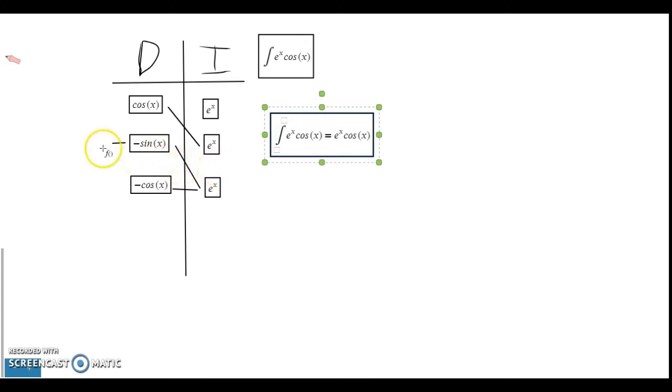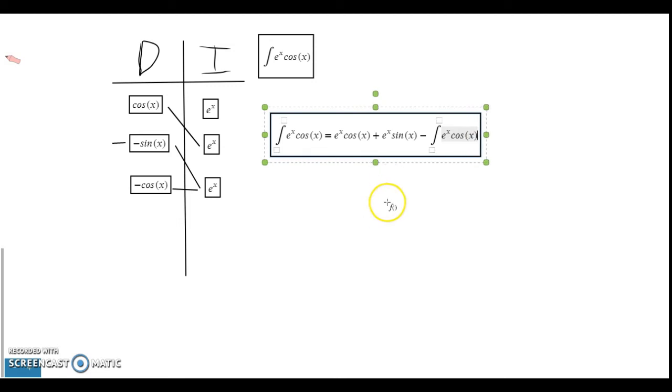Alright, now the next term is going to be negative sine, so we're going to get a positive answer here, e to the x, sine of x. And then for the last one we see it's going to be minus, and this is going to be integration, so minus the integration of e to the x cosine of x. Now you may be saying, wait a minute, I feel like I'm running around in a circle. Isn't that what we're trying to solve for? Well, yeah, it is, actually.